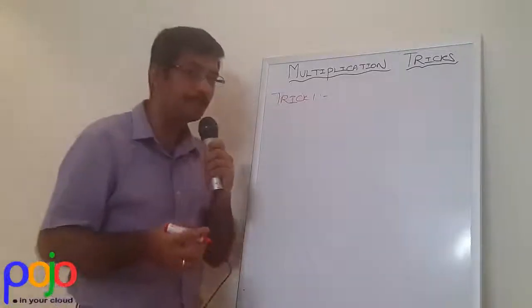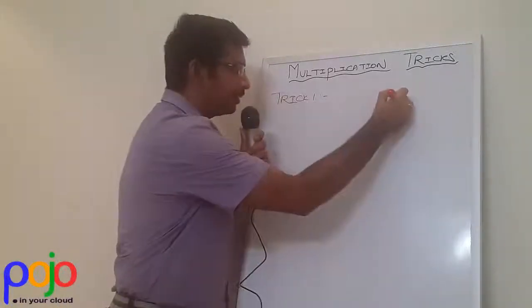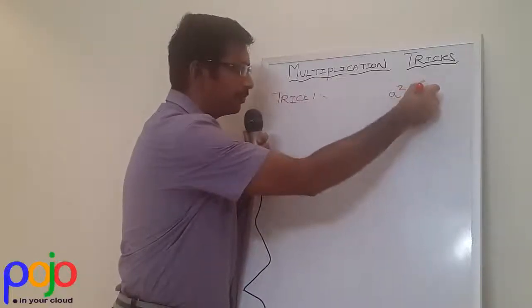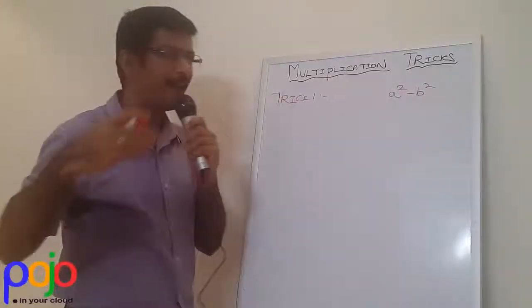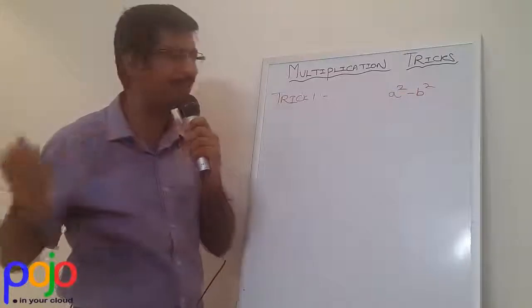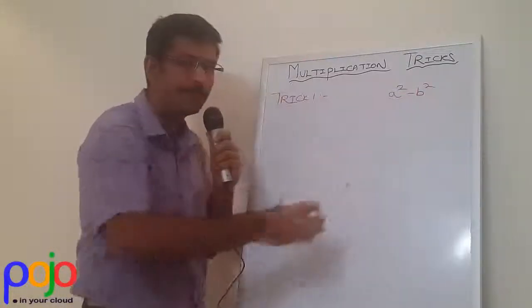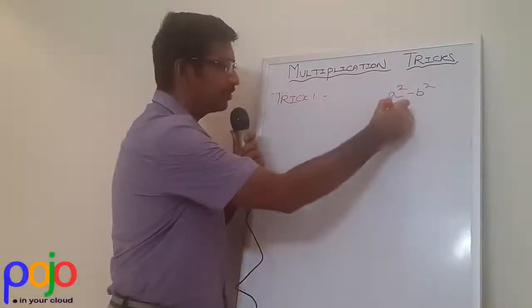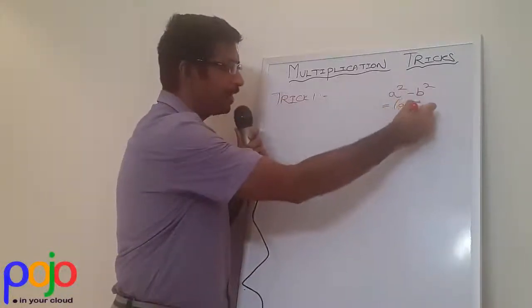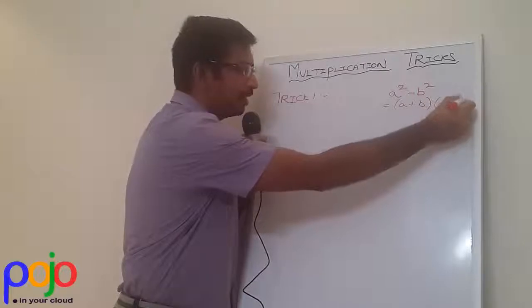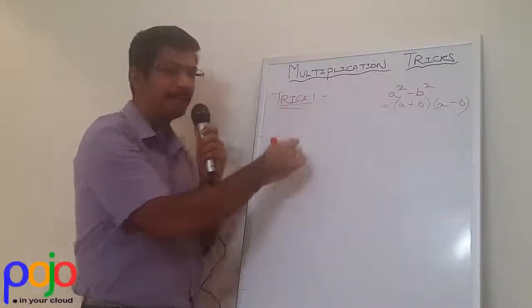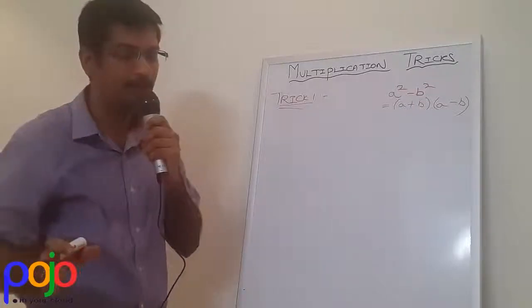So to start with, we all know that a square minus b square. So right from our 6th class to 12th class, we all know this formula and we use it all over. So this is very simple, that is a plus b and a minus b. With this in mind, we are going to apply the same thing in trick 1.